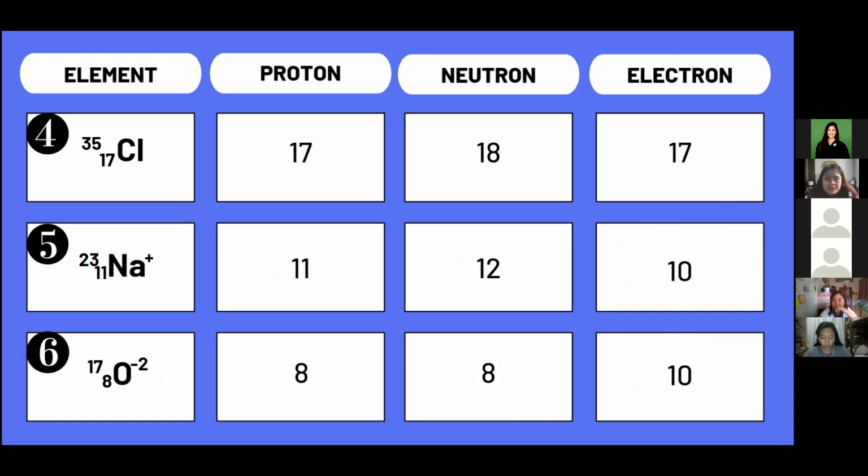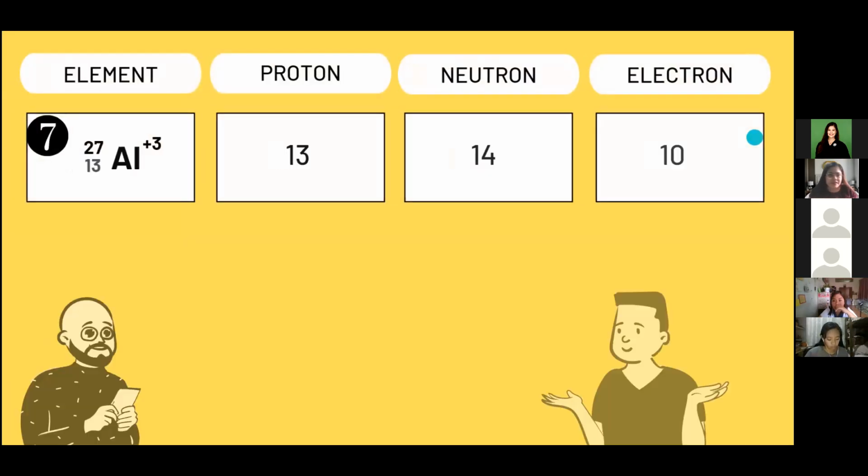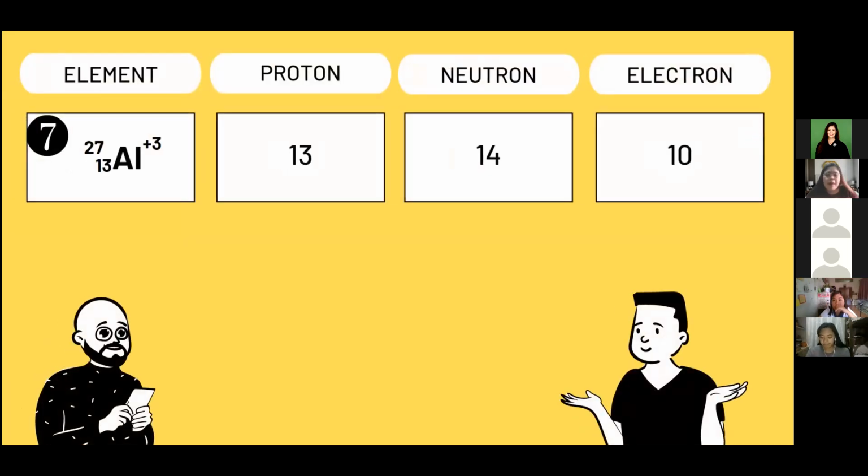So let us continue. Napay isa ka number, right? Hangtod 7 ni siya. Okay. So this is aluminum ion. Again, aluminum ion na siya since na siya charge. So definitely, protons and neutrons are still the same. So this is still 13. And then 27 minus 13 is 14.